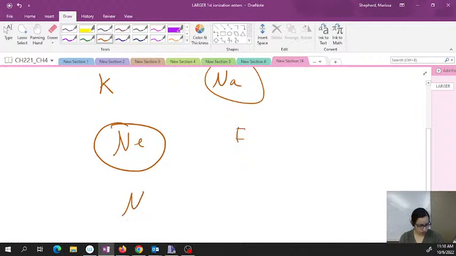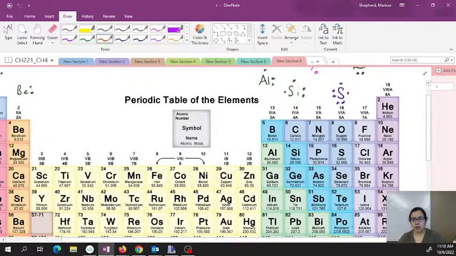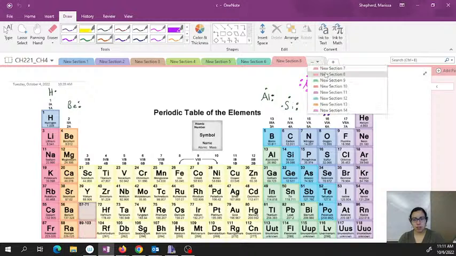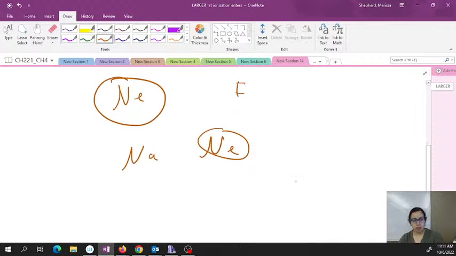And then sodium versus neon. So neon again. So there's neon, and then sodium's actually on the next period, so that's of course going to be lower in energy. Neon, and then the last one, nitrogen versus oxygen.